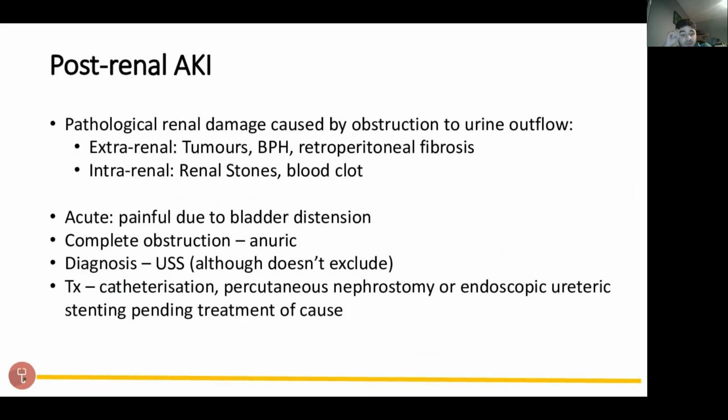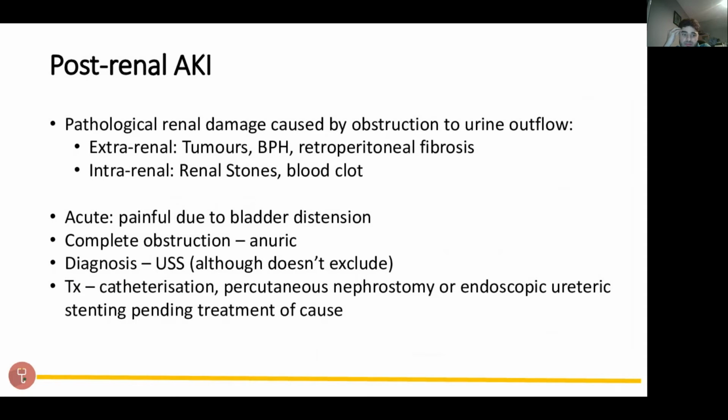This doesn't, however, exclude a blockage. Okay, and there are cases in the literature, etc., where actually post-renal AKIs have been missed because of this. Treatment generally is treat the cause. So, for example, if you have BPH you need to treat that, if you have a tumor, then going down the tumor treatment route as well.